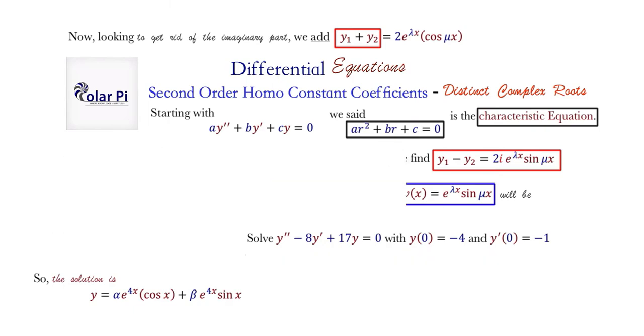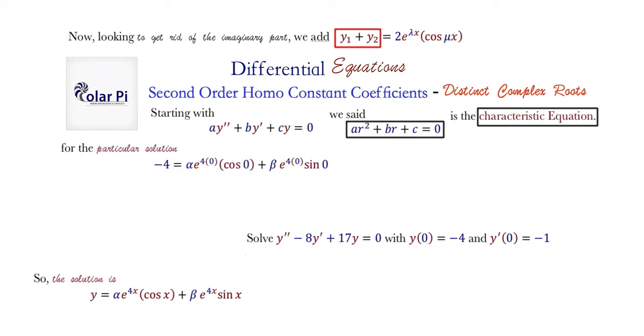And so, again, imposing this first initial condition, we would write this, and from everything I just said very fast, sine of 0 is 0, cosine of 0 is 1, and e to the 0 is 1. This equation immediately tells us what alpha is, which is negative 4.